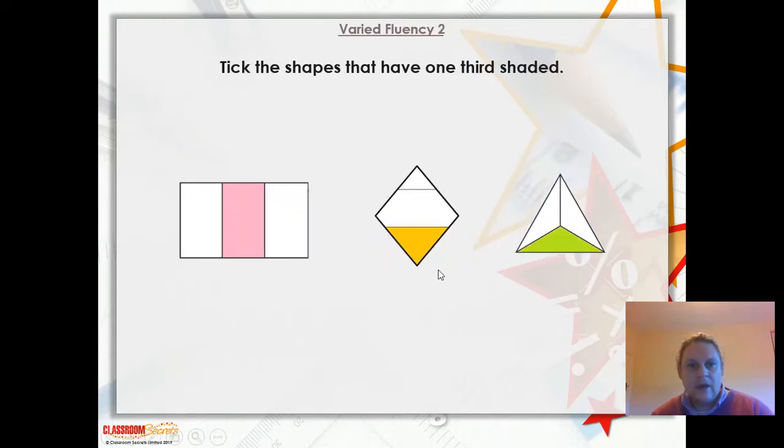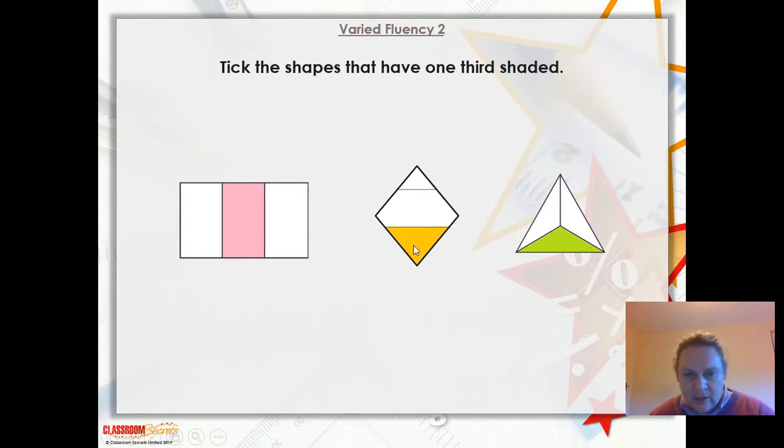Tick the shapes that have 1/3 shaded. Now, let's have a look. Has this got 1/3 shaded? Well, it's divided into 3. They're 3 equal parts. One of the parts is shaded. Yes, 1/3 is shaded there.